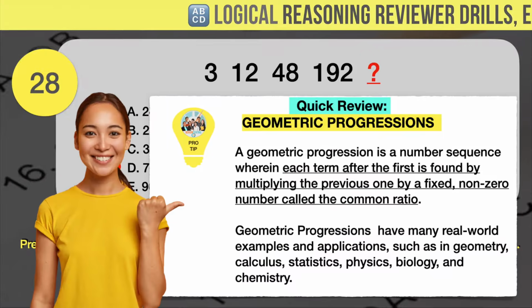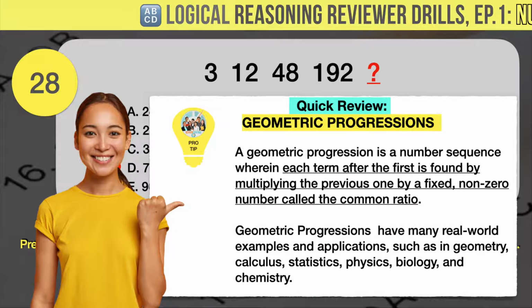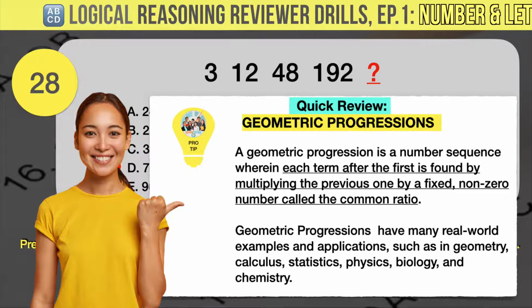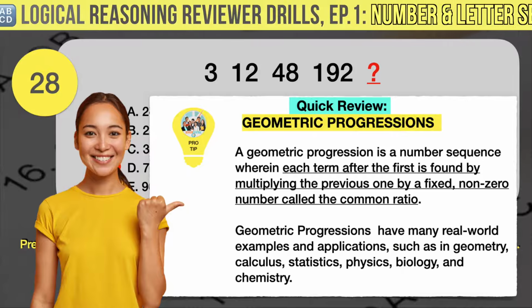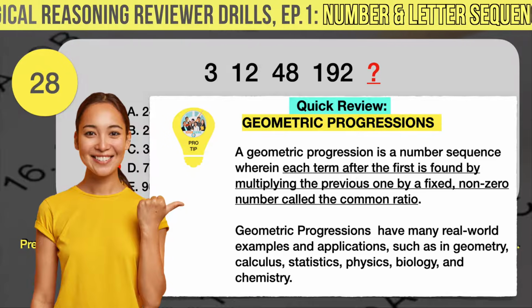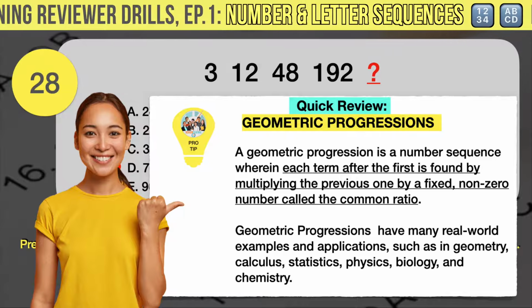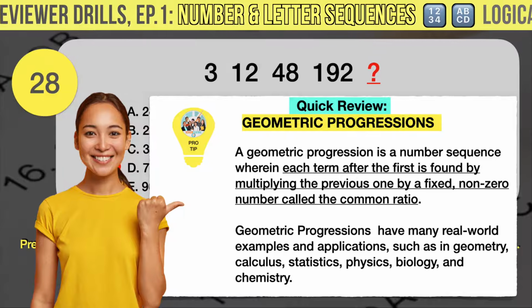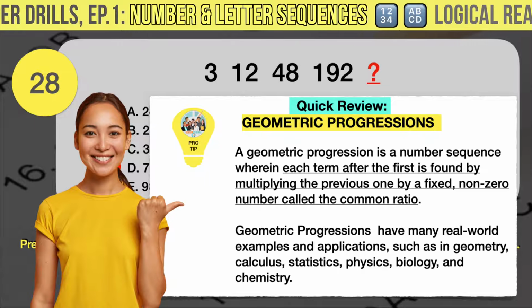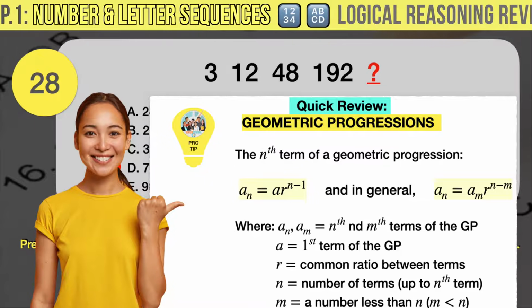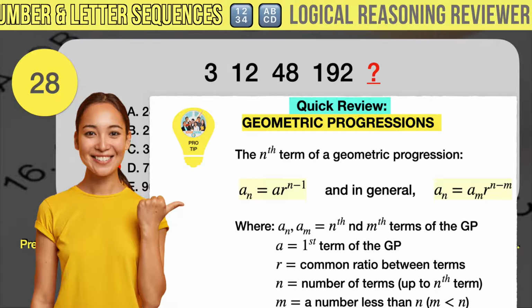Like the arithmetic progression that we introduced in drill question number 1, geometric progression is an established mathematical concept. You may be surprised to know that geometric progression has many real-world examples and applications, such as in geometry, calculus, statistics, as well as in the sciences such as physics, biology, and chemistry. As a mathematical concept, geometric progressions also have established formulas that we can work with.